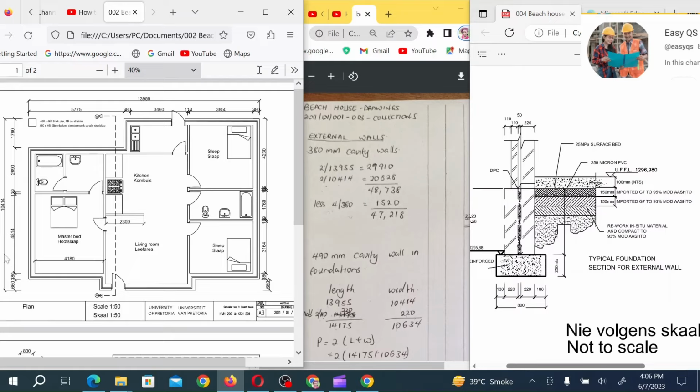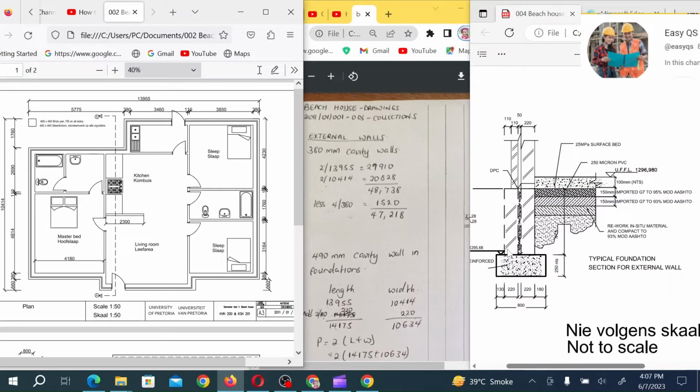The width is from here to here. So we have this one plus this one. It gives us the total 10,414. The other width is this one plus this one plus this one. It gives us 10,414. Alright? So if we take 10,414 times 2, that shows that the width is complete on this side, and this side is also complete.